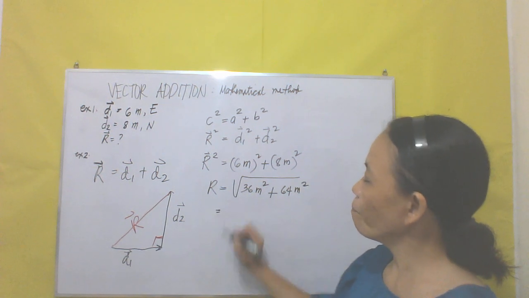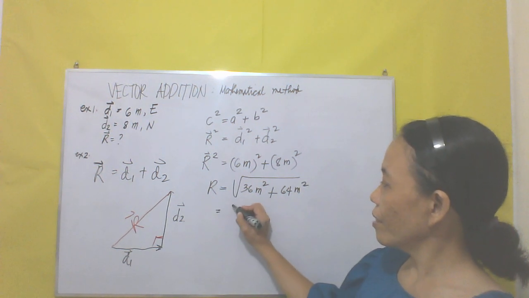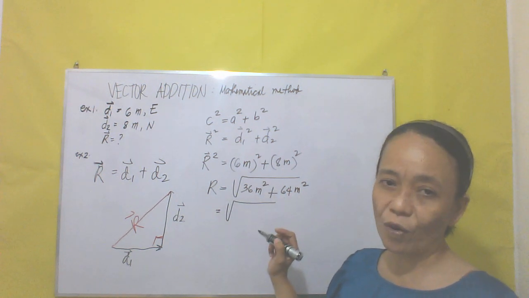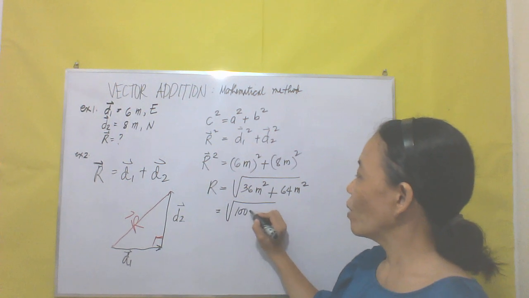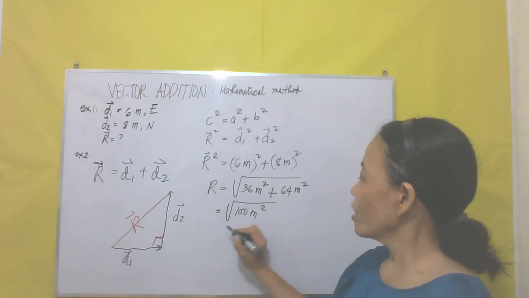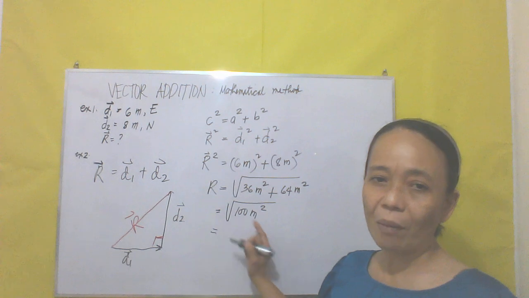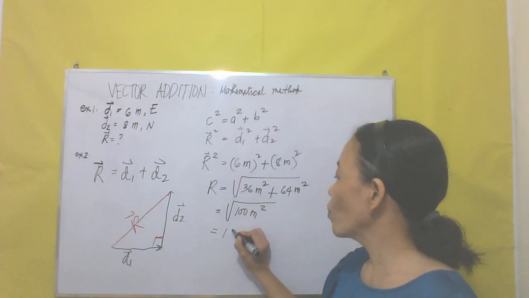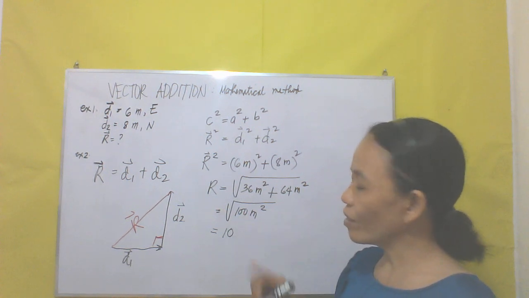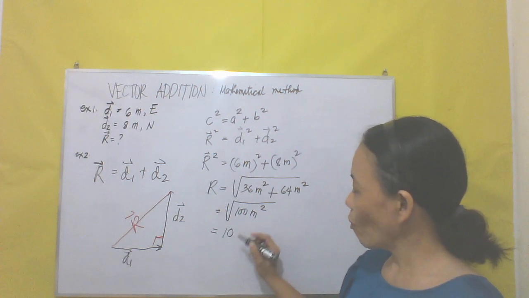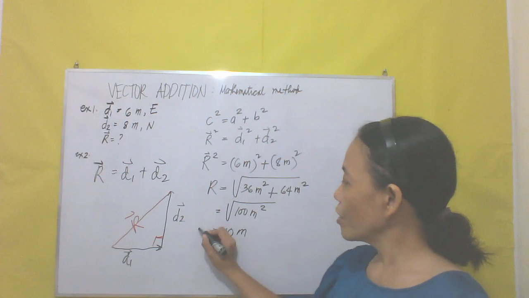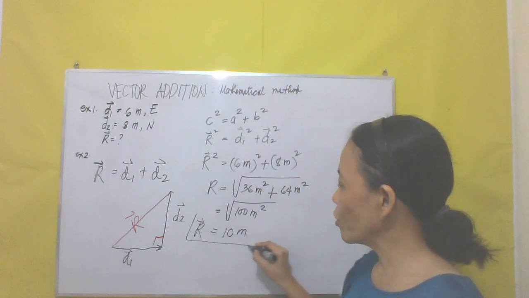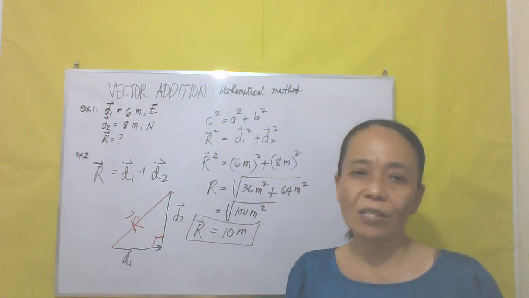So we have the square root of 36 plus 64, which is 100 meters squared. 100 is a perfect square, the same as m squared. So let us extract: the square root of 100 is 10, and the square root of m squared is m. So the magnitude of r is equal to 10 meters.